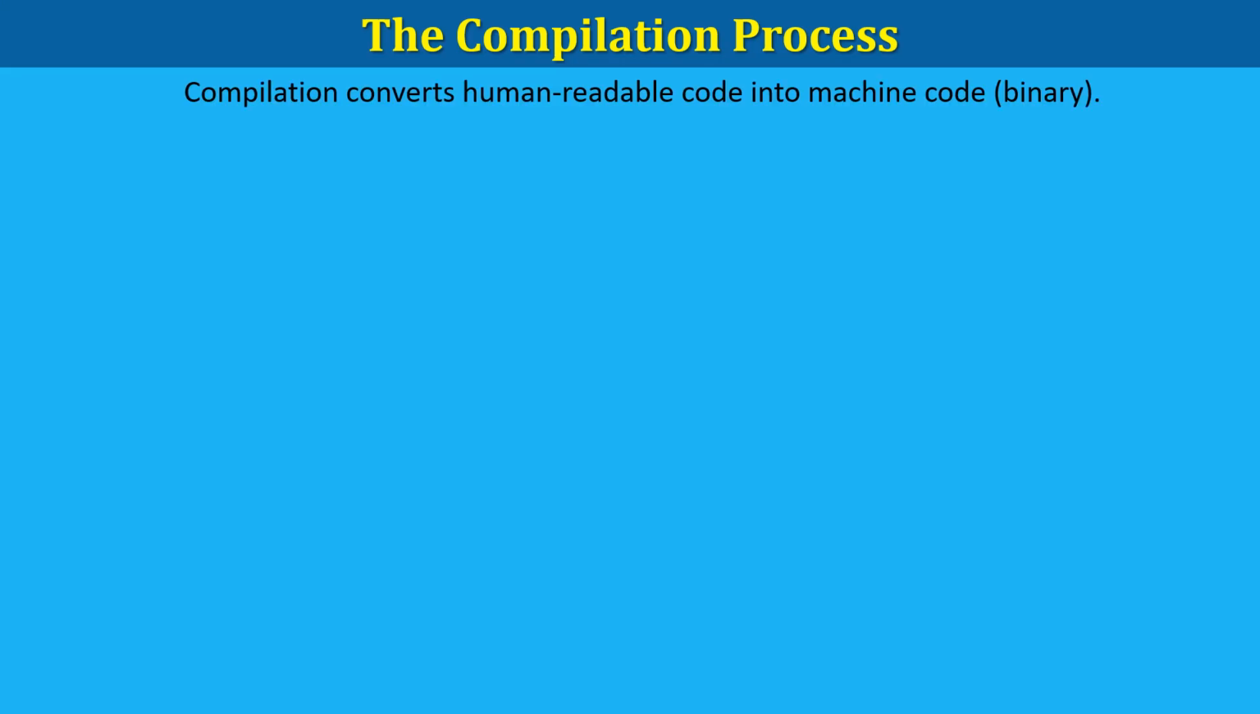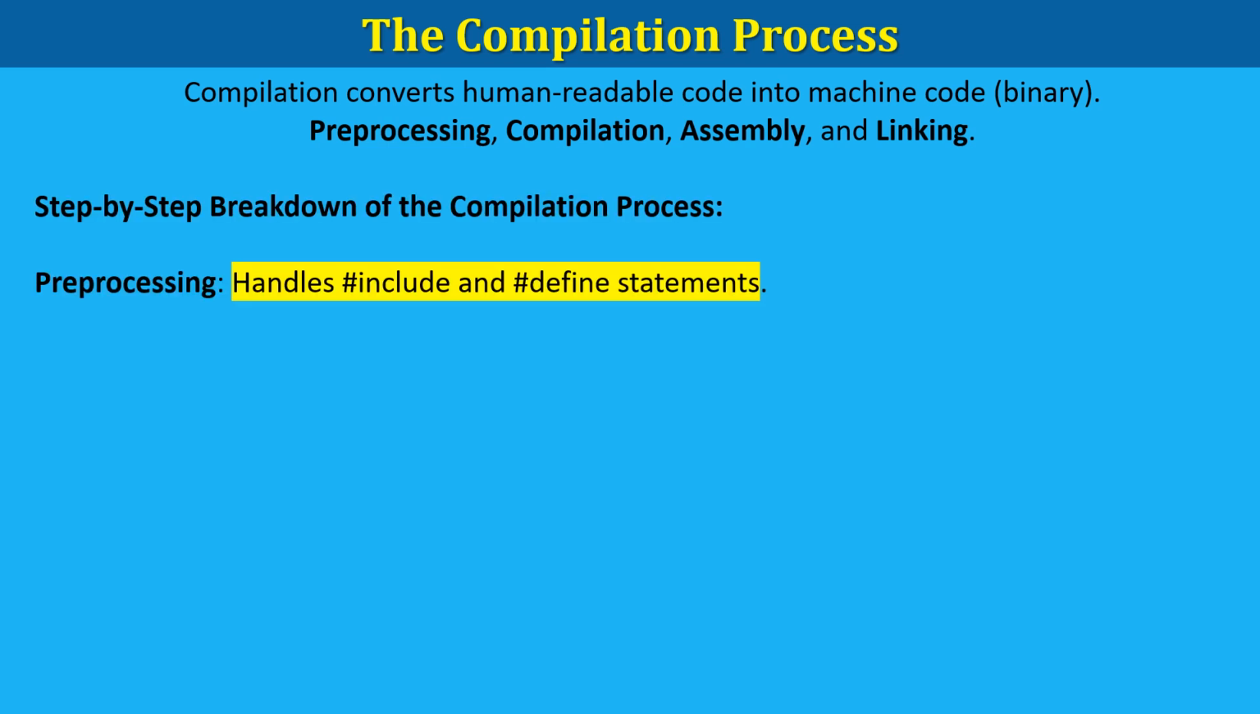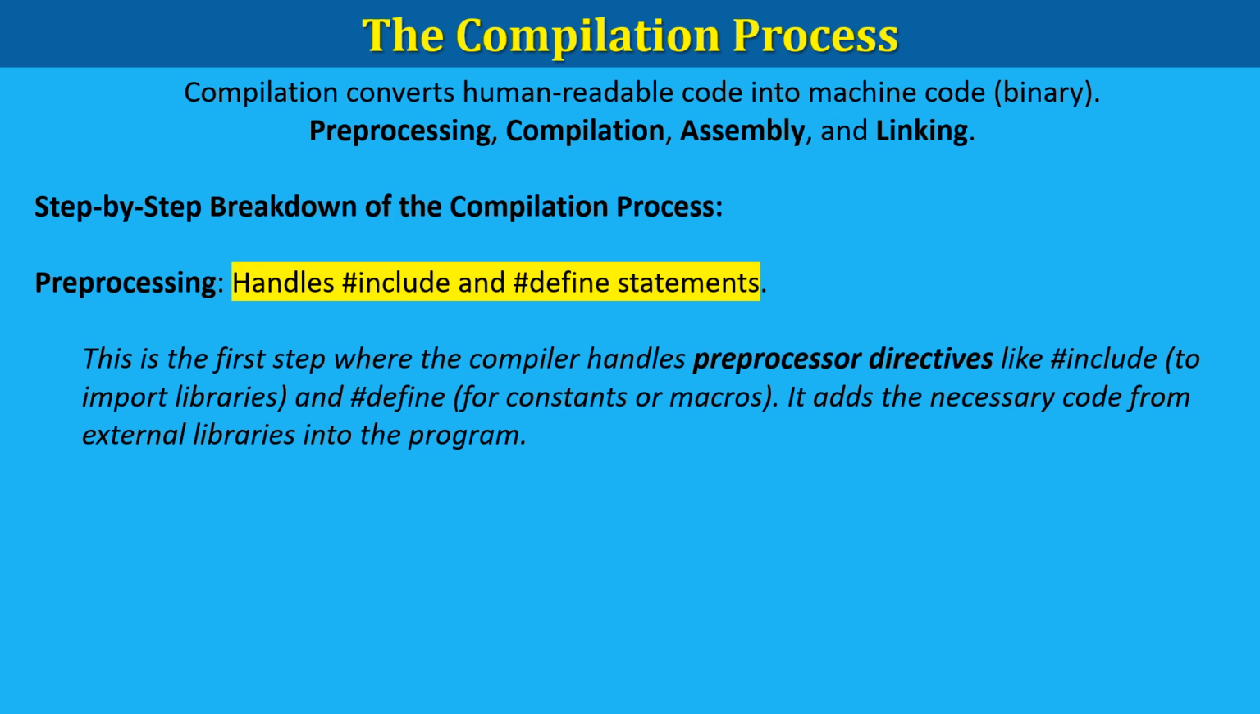The compilation process. The process involves four main stages: pre-processing, compilation, assembly, and linking. Step-by-step breakdown of the compilation process. The compiler reads these directives and inserts the necessary external code from the libraries directly into the program. Without pre-processing, the program would not know how to use certain functions such as cout, because the necessary library iostream would not be included.